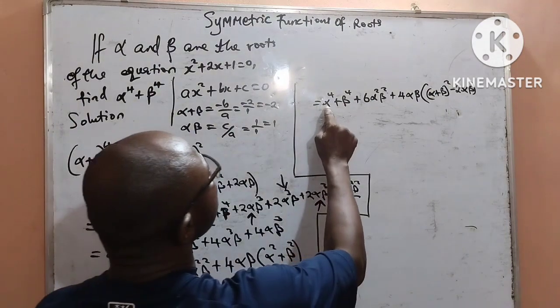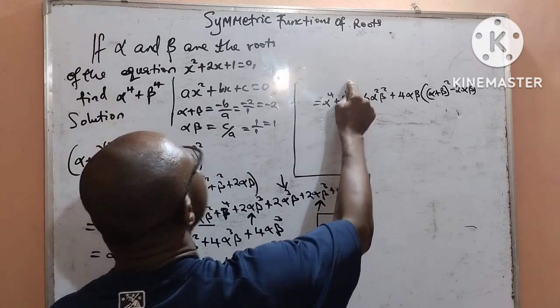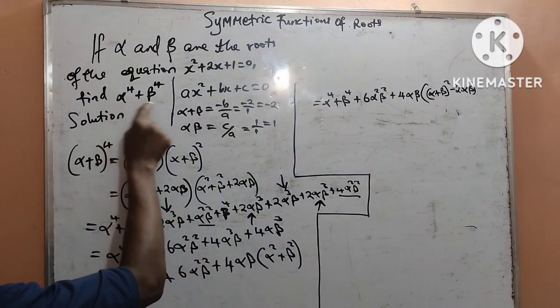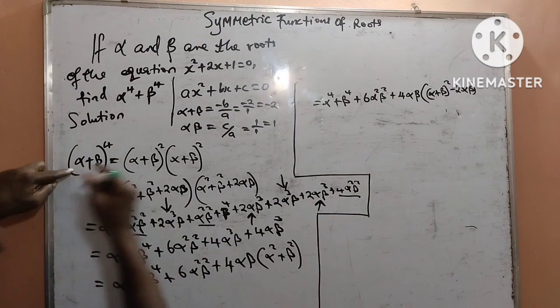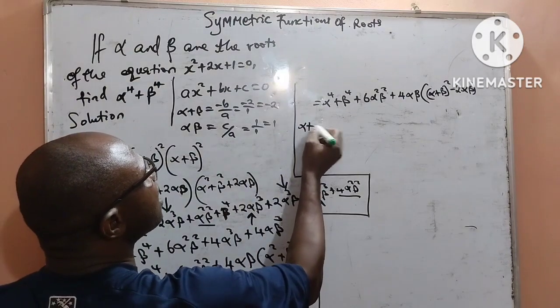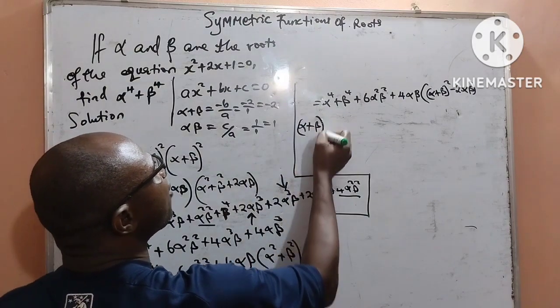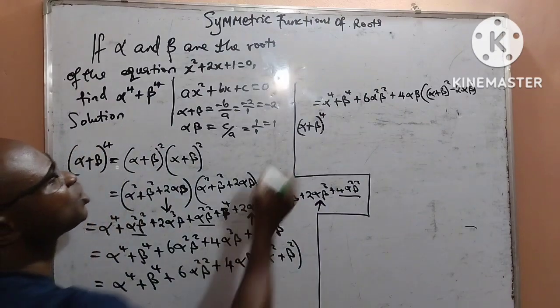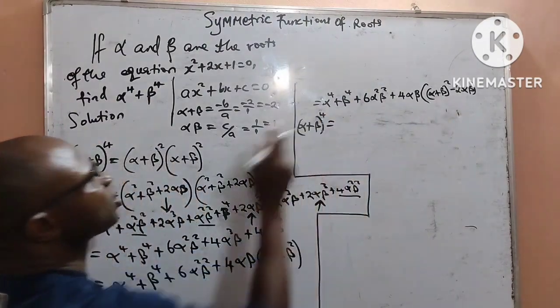But if you look at this place, you see alpha to power 4, beta to power 4, which is what I was given in the question to find. But I was expanding, let's put it forward, alpha plus beta to power 4. This is what I was expanding. So the whole of this is the expansion of this.